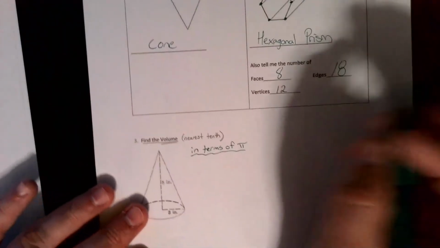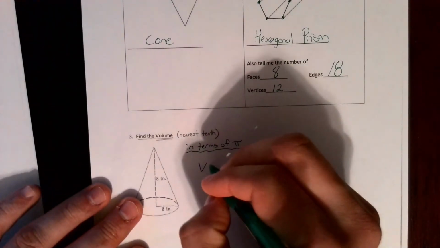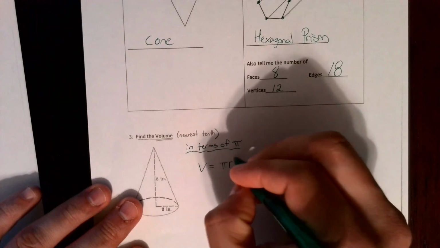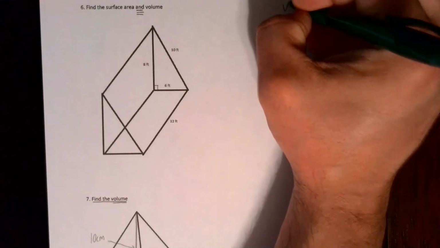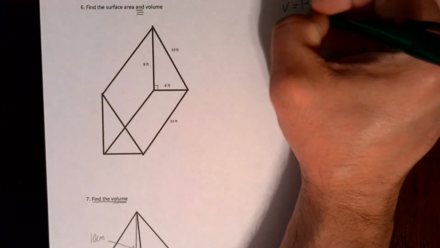The formulas, I'll save you a little bit of time looking up the formulas here too. Remember that the volume of a cone is equal to pi r squared times h for number 3. You'll complete that problem. You did 4 and 5 already. For number 6, you're going to do surface area and volume. The volume of a prism is going to be the area of the base times the height.